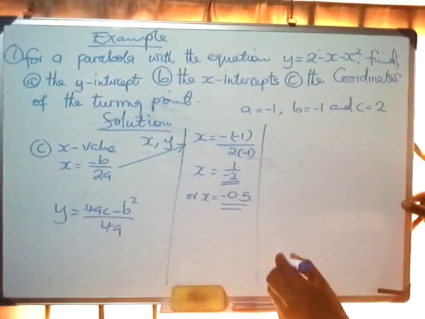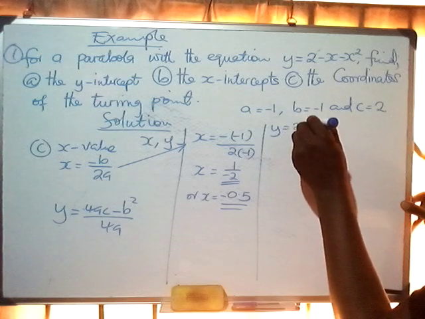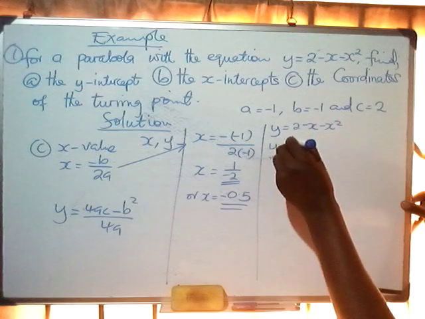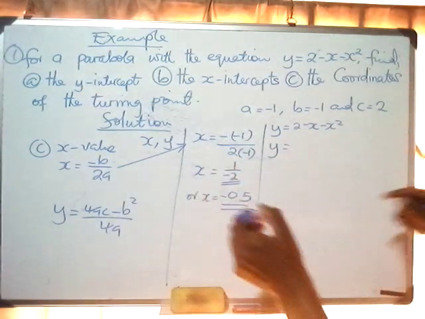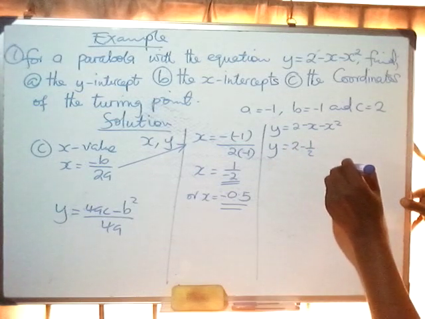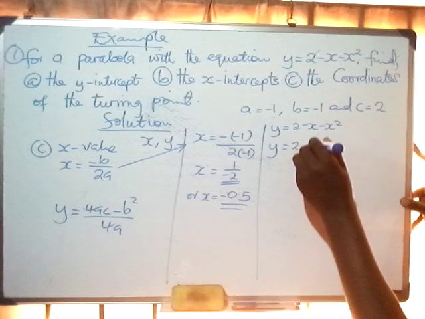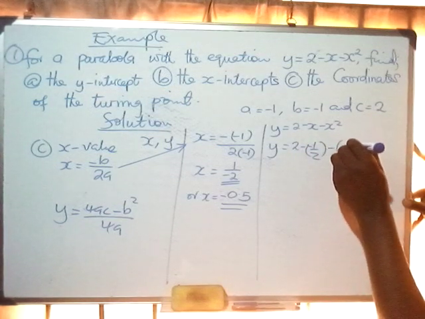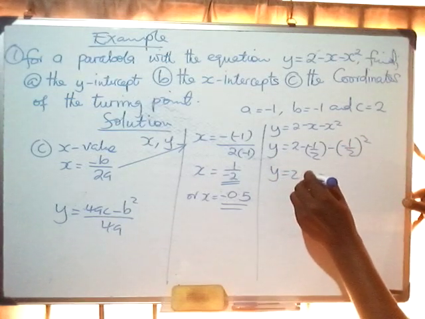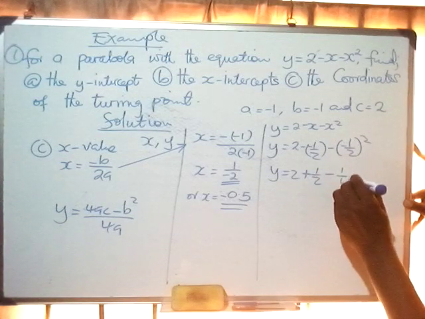Let us find the value of y. The value of y, we are going to say y is equal to 2 minus x squared. So where there is x, we are going to put this. So it will be 2 minus -1. Is it negative? Yes. Minus -1 over 2, like this. Then minus -1 over 2 squared. So it will be y is equal to 2 plus 1 over 2 minus 1 over 4.